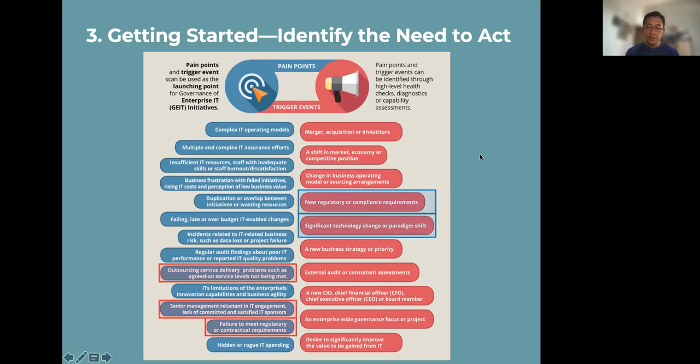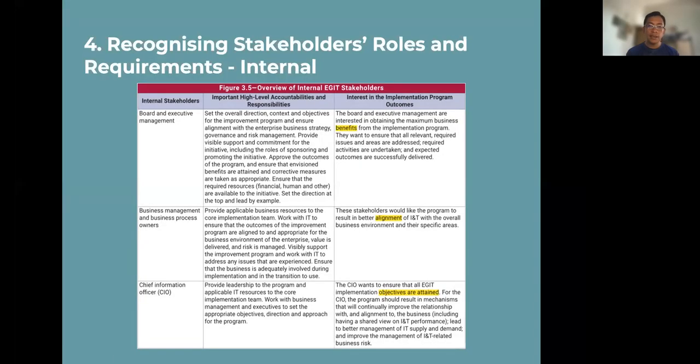Okay, I just omit this one, neglect this one. So, recognizing stakeholder roles and also requirements for the internal, let's say. So after you identify the reason why you need to change, and also the pain points in previous events, and also the future events that can be opportunities for you to strengthen your IT governance initiatives. And then you also need to recognize the roles and responsibilities and also the requirements to perform these initiatives. For example, these internal stakeholders here, board and executive management.